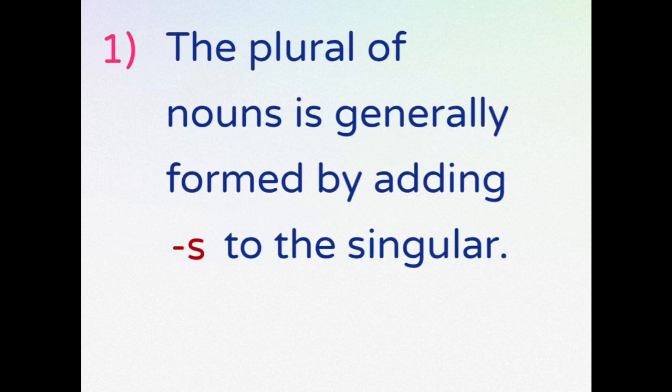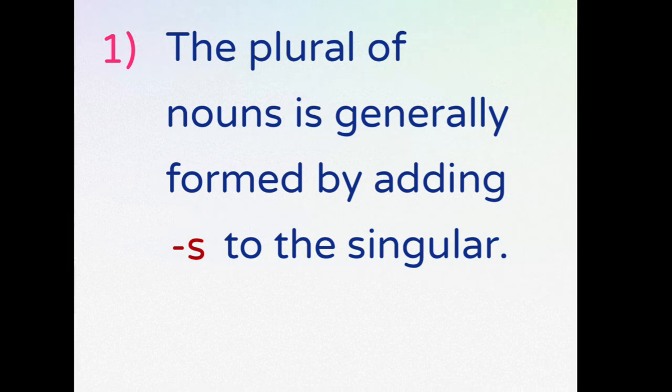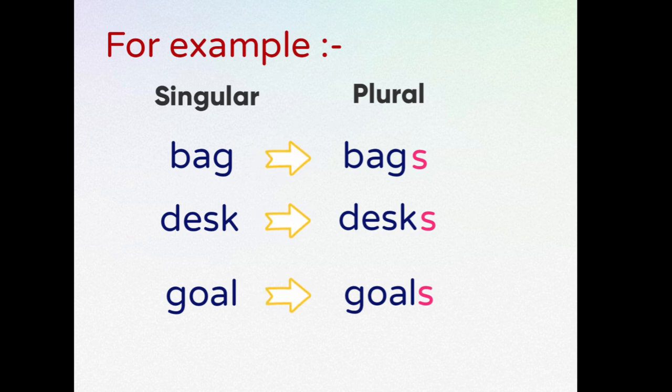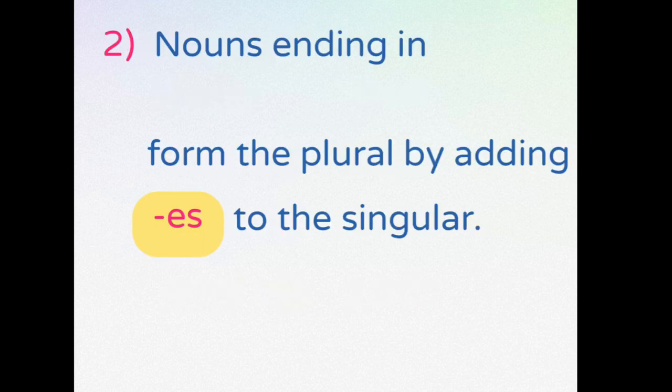Now we'll have a look at the formation of plurals, how they are formed. Various rules are there, so let's have a look at them individually. The first rule is that the plural of nouns is generally formed by adding s to the singular. For example, bag is a singular form. When we add s to bag, it becomes bags. That is the plural form. Desk, desks. Goal, goals. So you saw how plural is formed by adding s to the singular.